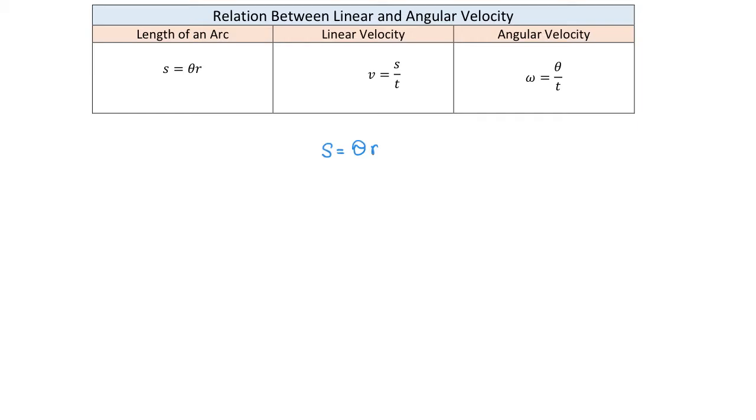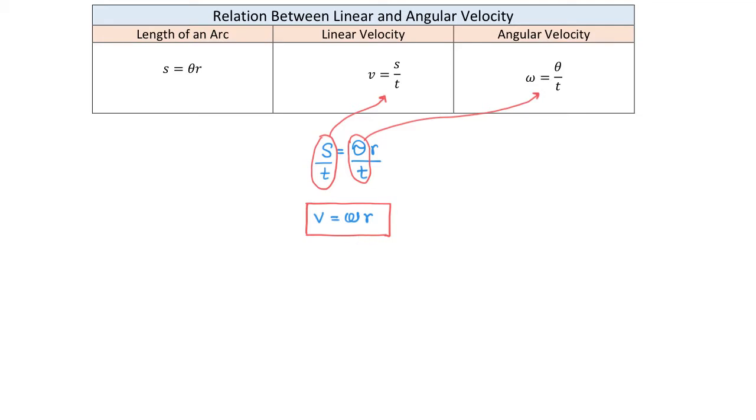Let's divide both sides of this formula by t. Then on the left side, s over t represents the linear velocity, and it will be replaced with v. And on the right side, theta over t represents the angular velocity, and it will be replaced with omega. Then on the left side, we will have v equals, and on the right side, omega multiplied by r. So this is the relation between linear velocity and angular velocity. We can say that the linear velocity equals angular velocity multiplied by the radius.